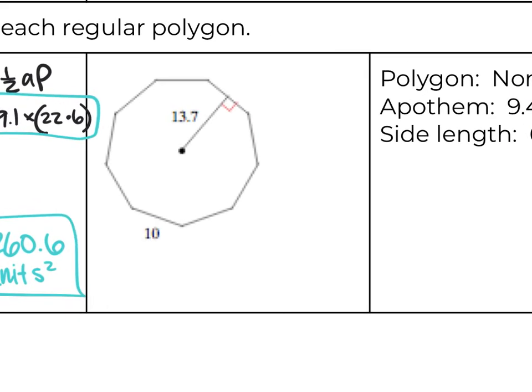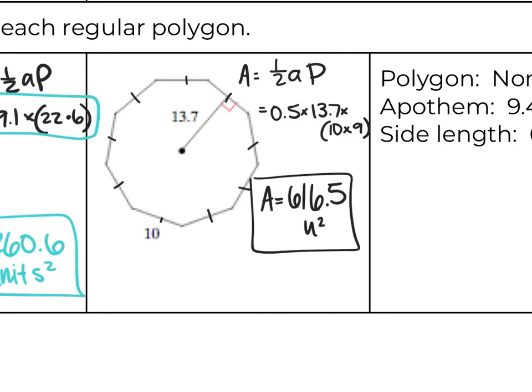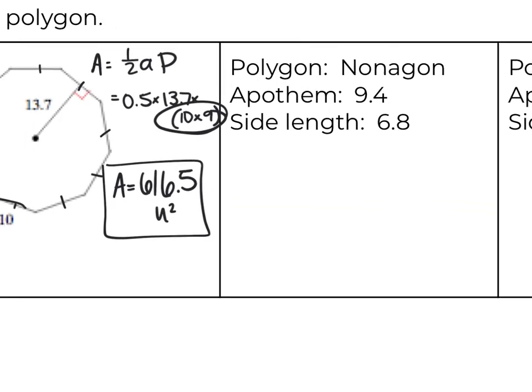I want you guys to try this second one, and so take a pause. When you play, the answer will be there. Okay, should have gotten 616.5 units squared. This was a nonagon, or 9 sides, so my perimeter in here was one side was 10 times 9.